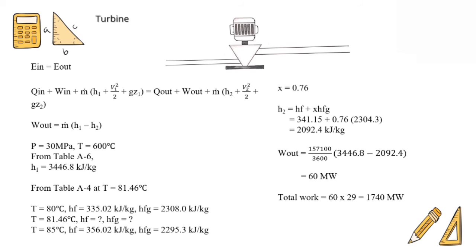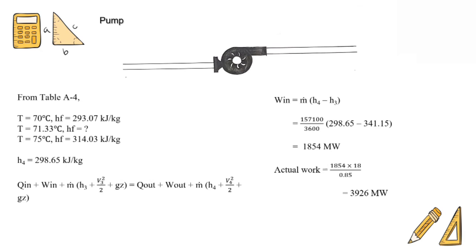This is the energy balance calculation for the turbine. The pressure at this state is 30 megapascal, while the temperature at the turbine is equal to 600 degrees Celsius. By doing the calculations, we get that the work out by the turbine is equal to 60 megawatt. And since we have 29 turbines, we need to multiply 60 by 29, and we get that the total work by the turbine is equal to 1740 megawatt.